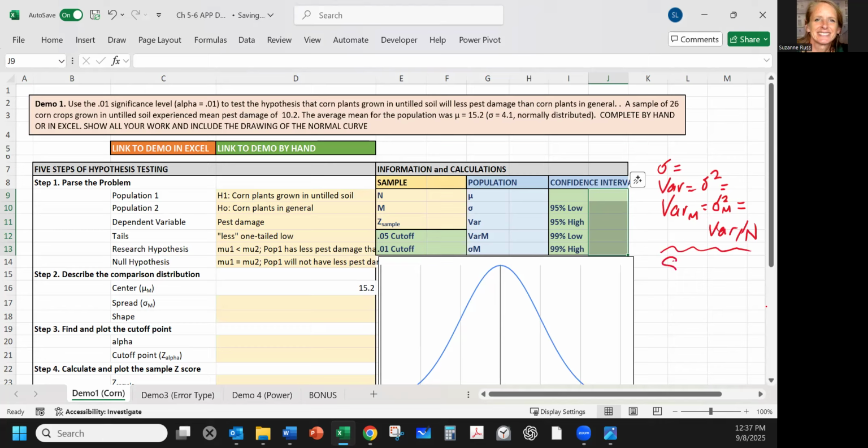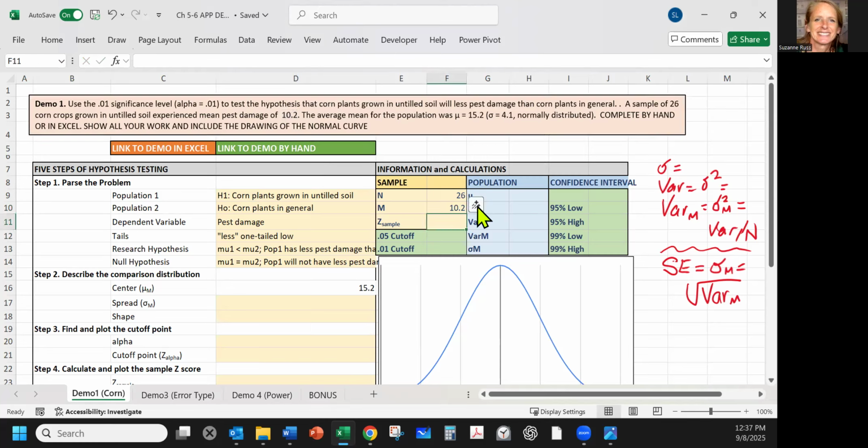And then we have the standard error, which is the same as sigma for the distribution of means, equals the square root of the variance for the distribution of means. So those are the formulas we'll be using. Let's pull some information out of the problem. N, I can see a sample of 26 corn crops. Let's write 26. Mean for that sample was 10.2. I'm just pulling this right out of the problem. Here it is.